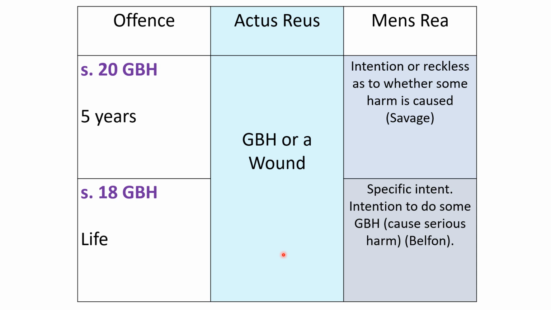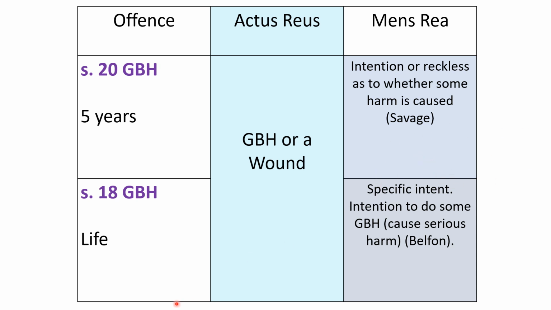What makes them different is the mens rea. So the mens rea of section 20 is intentional or reckless as to whether some harm is caused. Notice they don't have to intend or be reckless as to whether they do GBH or a wound. They just have to intend or be reckless as to whether some harm is caused, and that comes from Savage.